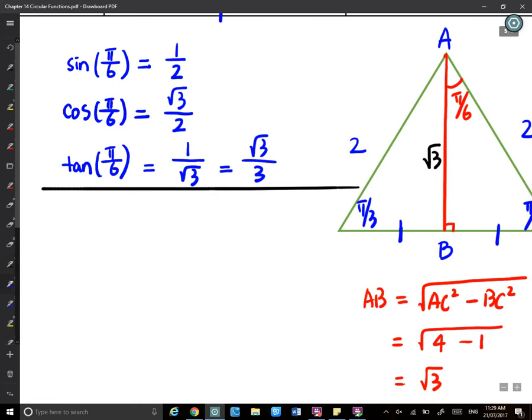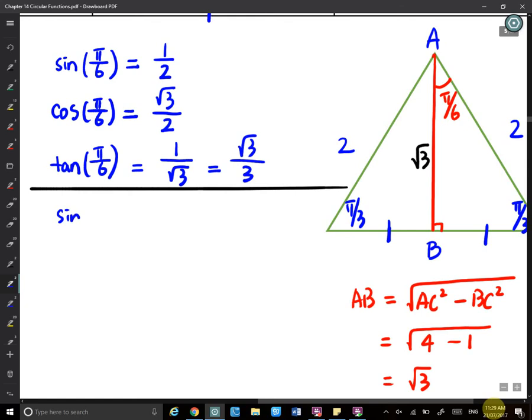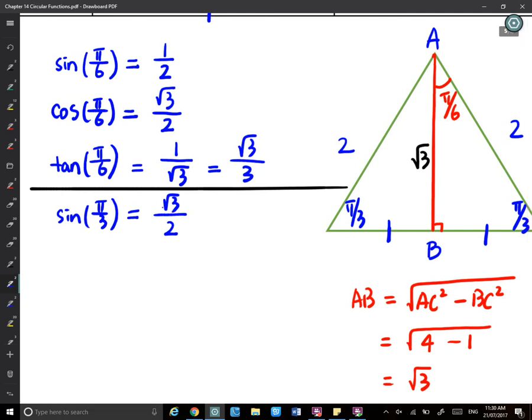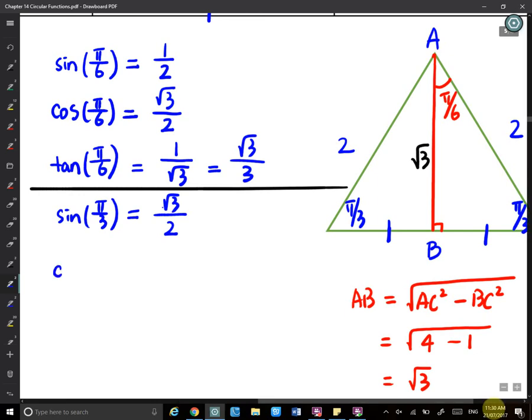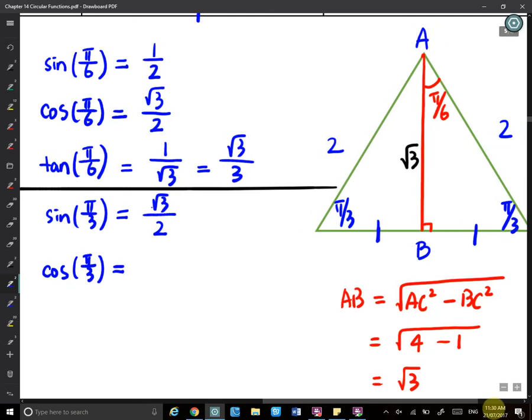Similarly, we can do pi on 3. So sine pi on 3 equals opposite, which is root 3, over hypotenuse, which is 2. So it's root 3 over 2. Well, you can just look at your right angle triangle and write out those values. So cosine pi over 3 is the adjacent, 1, over hypotenuse, 2. And tangent pi over 3 is opposite, root 3, over adjacent, which is 1. So that is root 3.